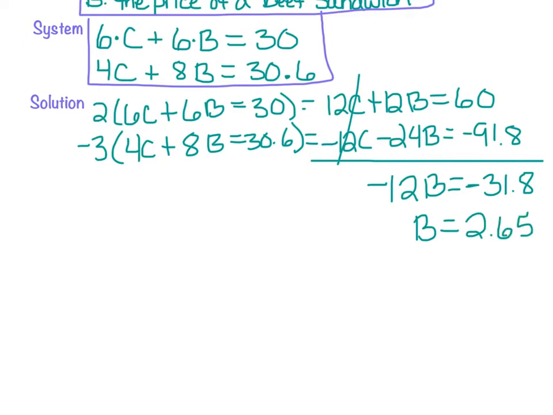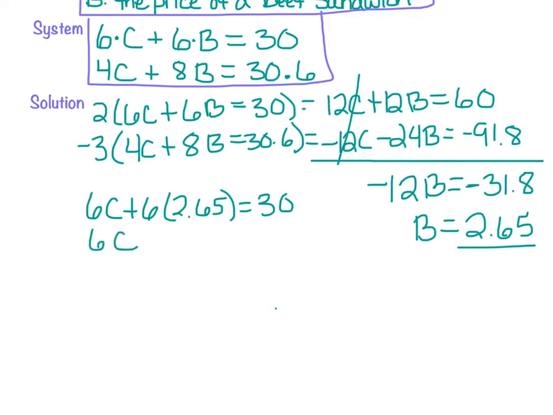We're solving the system, so we have to solve for B and C. So we now need to go and plug the 2.65 into either of the original equations. We'll just go with the first one. 6C plus 6 times 2.65 equals 30. So 6C plus 15.9 equals 30. C is equal to 2.35.